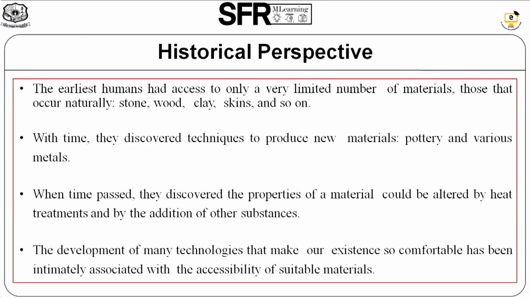Next one is the historical perspectives. The earliest humans had access to only a very limited number of materials, those that occur naturally. Examples: stone, wood, clay, skins and so on. As time went on, they discovered different techniques to produce new materials. Examples: pottery and various metals.